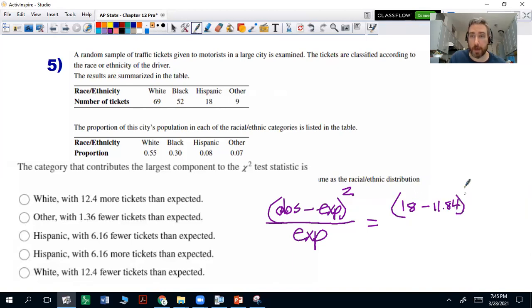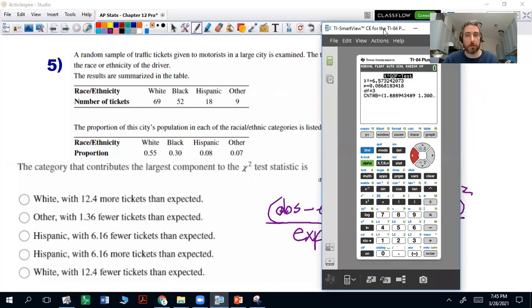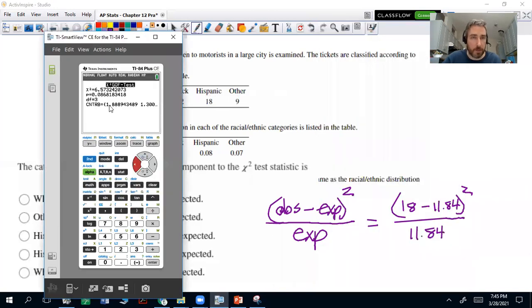If you square that result and divide it by 11.84, you will get that contribution to the chi-squared test statistic. So let's do that real quick. Now, if you look over here, you see this here, 1.888. That's the contribution from the white category. 1.3, that's the contribution from the Black category. 3.2, that's the contribution from the Hispanic category, and 0.178, that's the contribution from the other. So you can see the Hispanic did have the largest contribution at about 3.2.